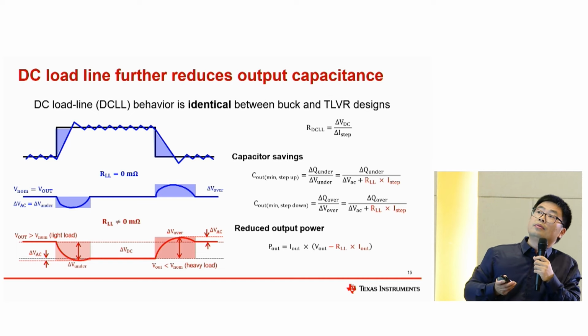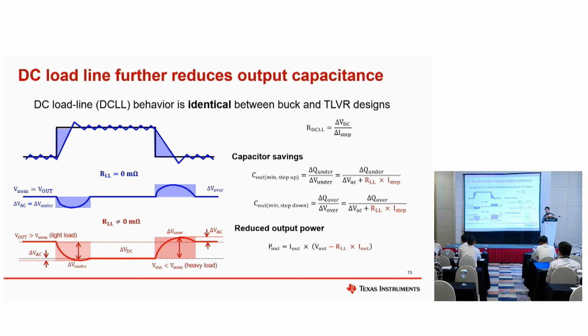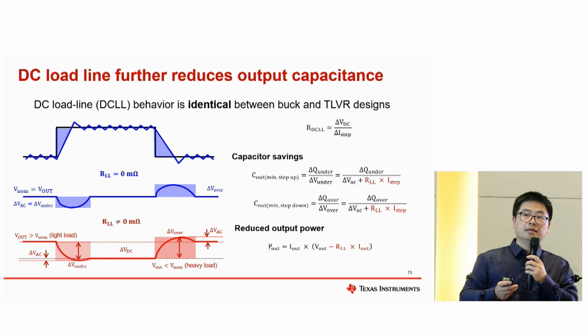Another thing, we will introduce a new concept here, which is the DC load line. The DC load line can help to reduce the output capacitor, but first I will give the definition of the DC load line. When we design a converter, we will put the output voltage first. When we design the converter, the converter will have a minimum and maximum output voltage here.